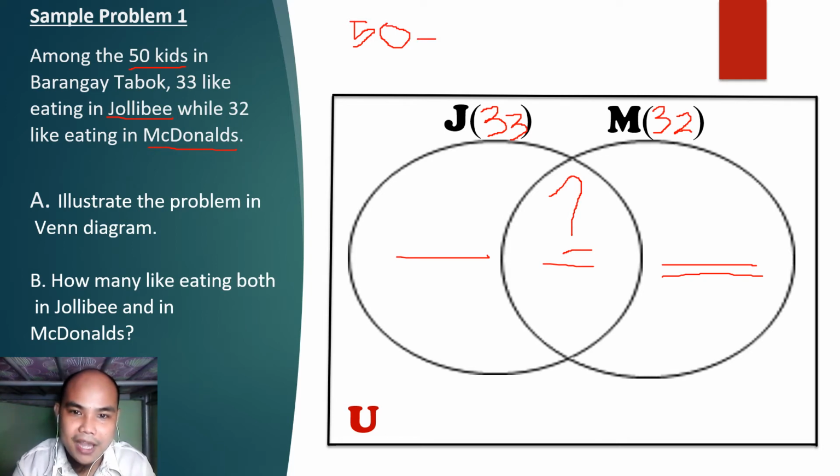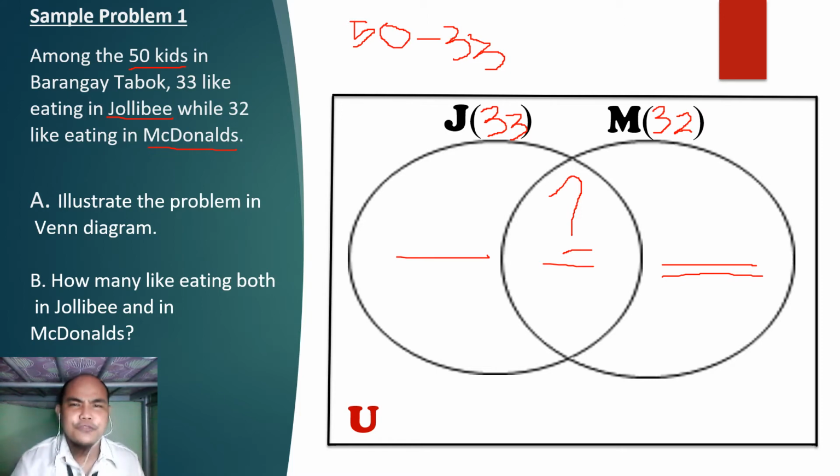Let's try. 50 minus 33. Sir, where did you get 50? 50 here is our universal set. That's the entire kids or items or elements in our problem. Now, 33 here is the entire set of the first circle. Why did we subtract, sir? For us to get this number. And what is 50 minus 33? Do you have an answer? Correct. That is 17.